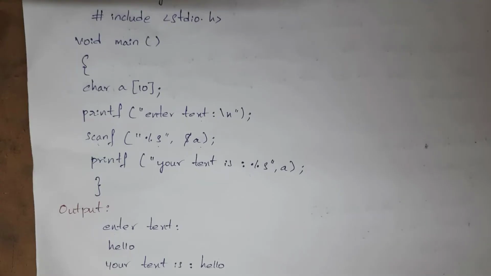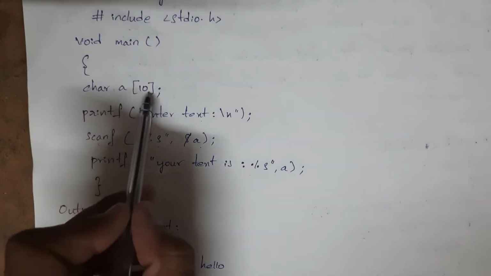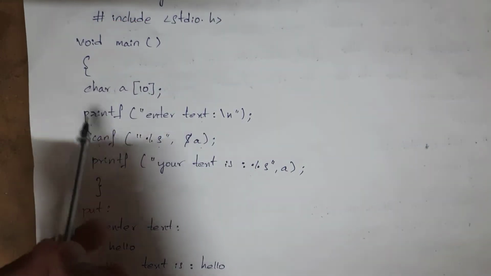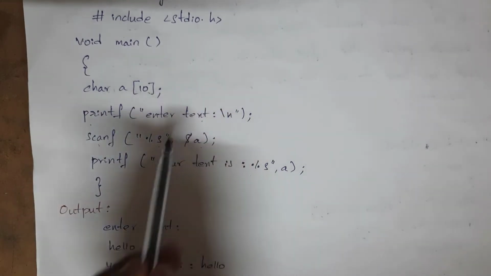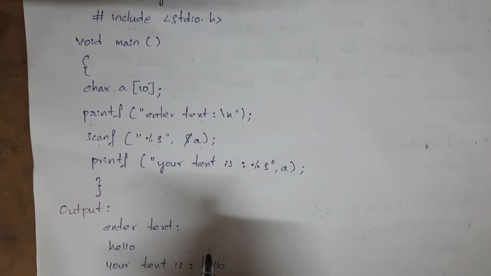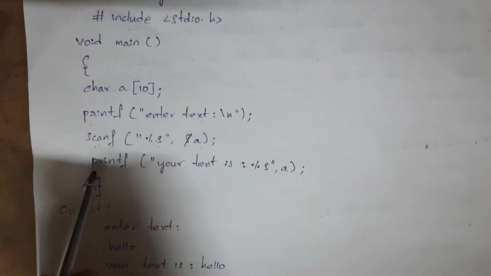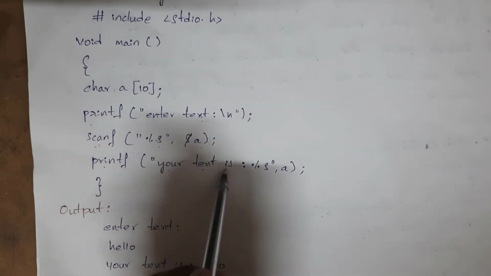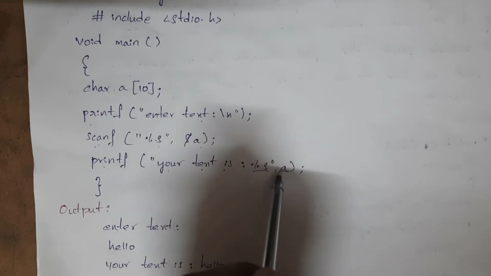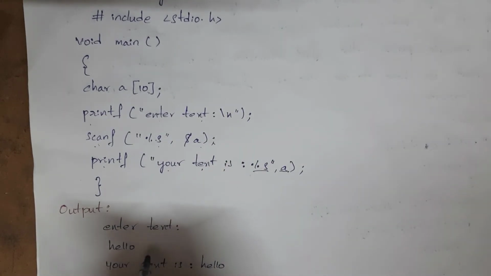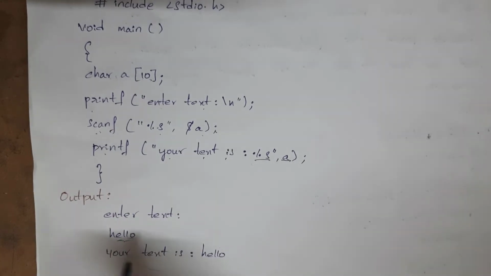I will give one program. Here I wrote char A of 10. That means I can store up to 10 characters. And after that I wrote printf "enter text". By writing this printf function, in the output screen I can see "enter text". And next I wrote scanf %s comma A. And after that I wrote printf "your text is %s" comma A. By using this scanf function I can enter a string. So here I gave the string as hello. So whenever I write hello, I can see the output as your text is hello.